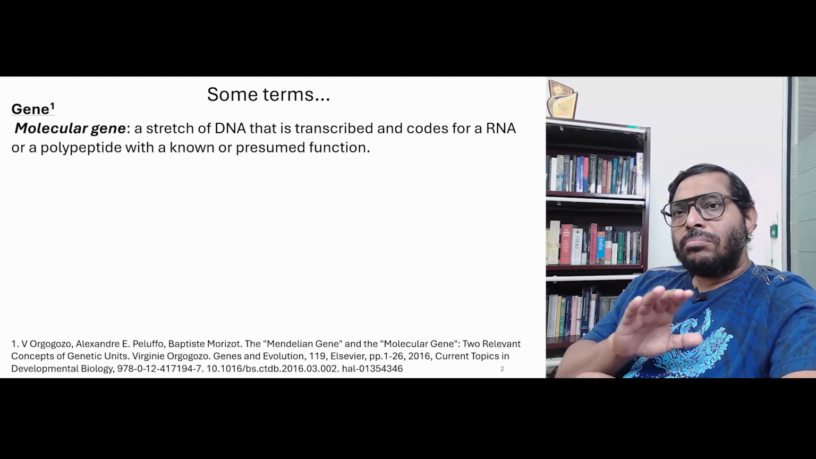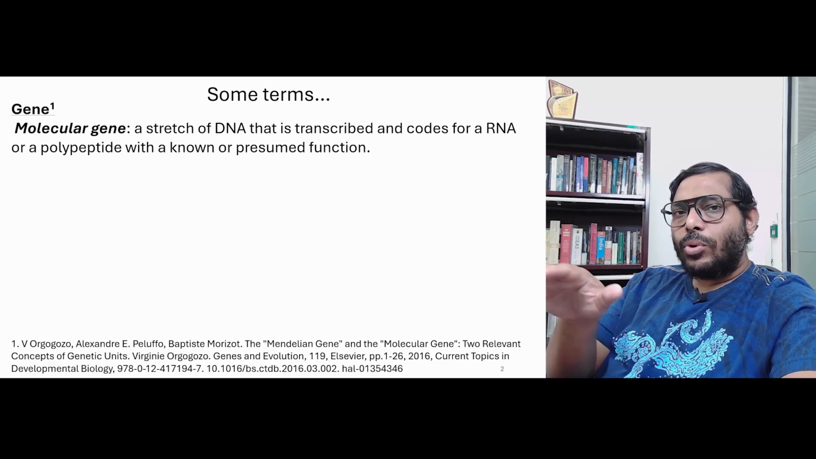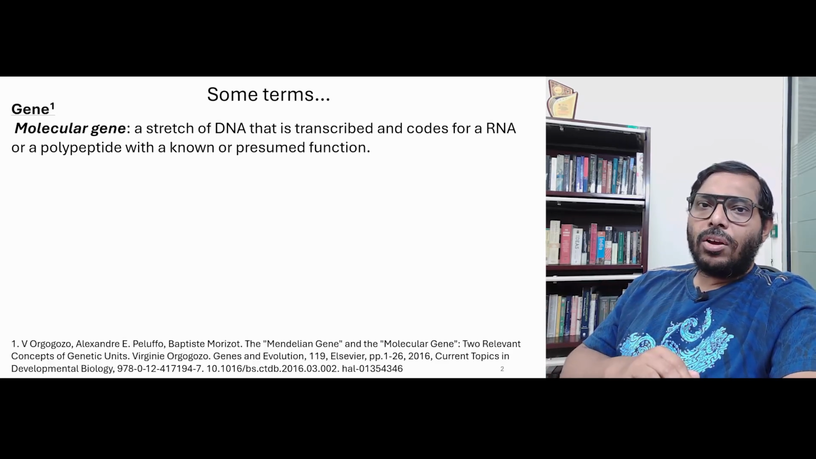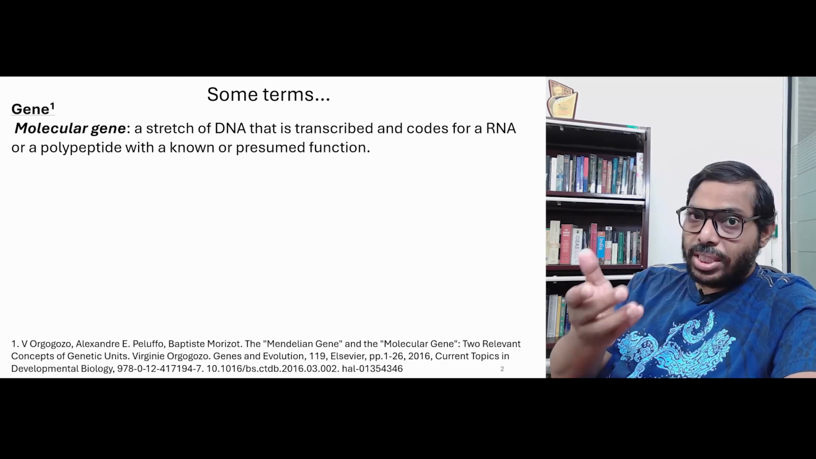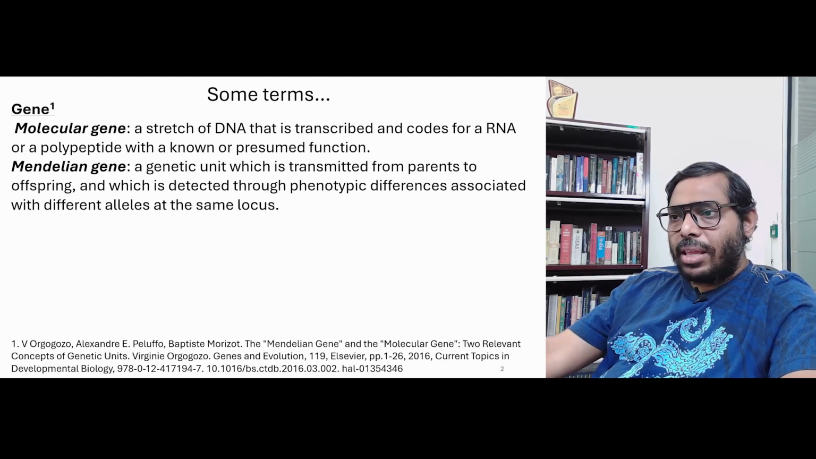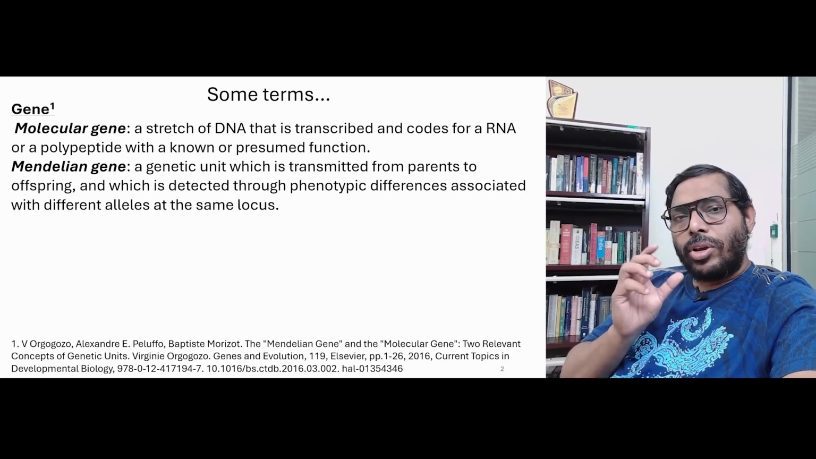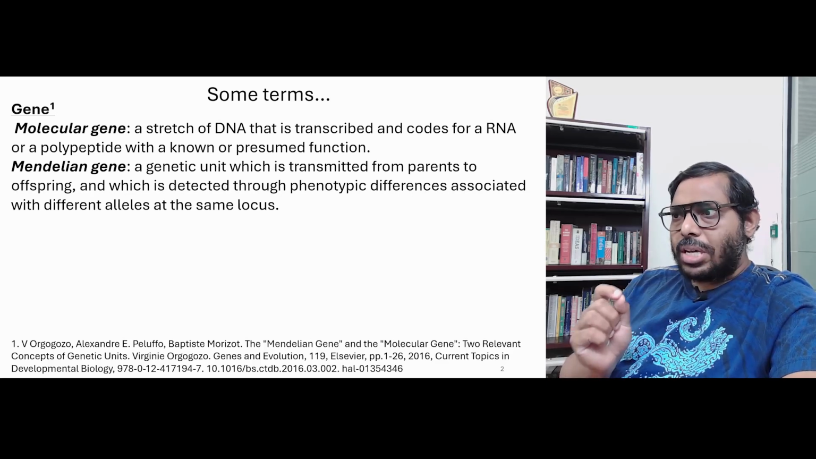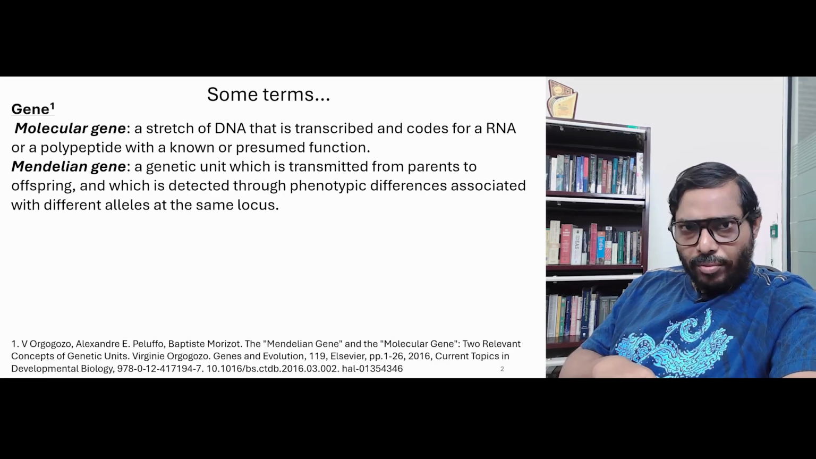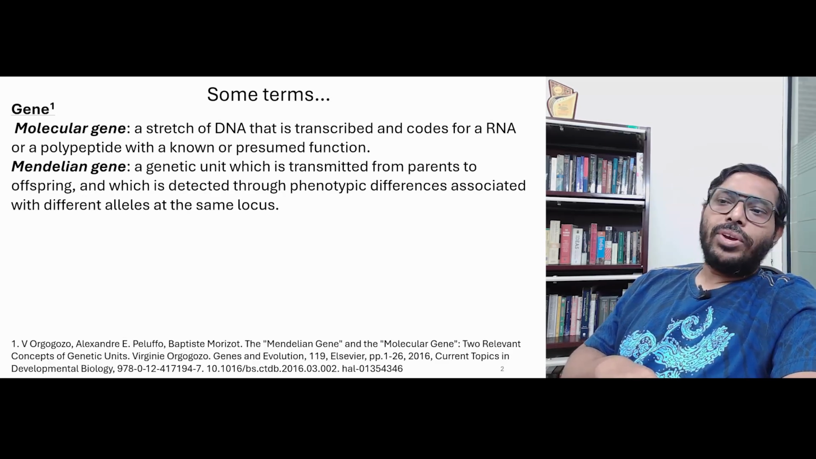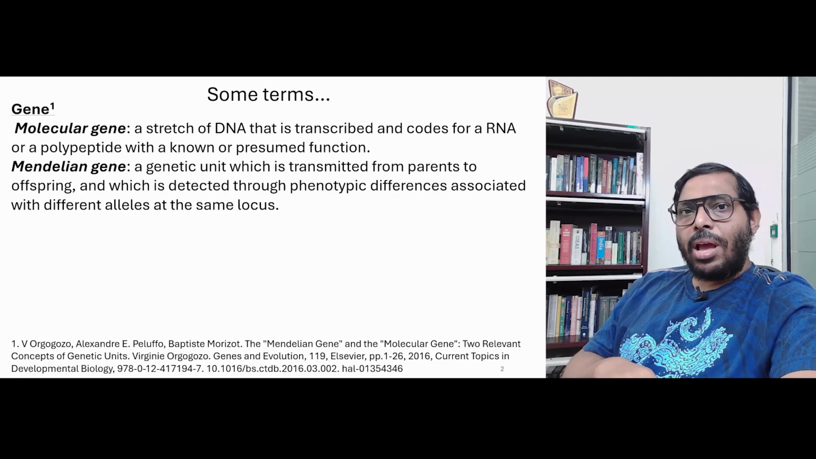Now, this is a very mechanistic way of looking at a gene, and this is what mostly molecular biologists prefer. This is not how evolutionary biologists typically think of a gene, or for that matter even the transmission genetics people, they do not think about a gene this way. The way they think about it is what we call a Mendelian gene, which is a genetic unit which is transmitted from parents to offspring and which is detected through phenotypic differences associated with different alleles at the same locus.